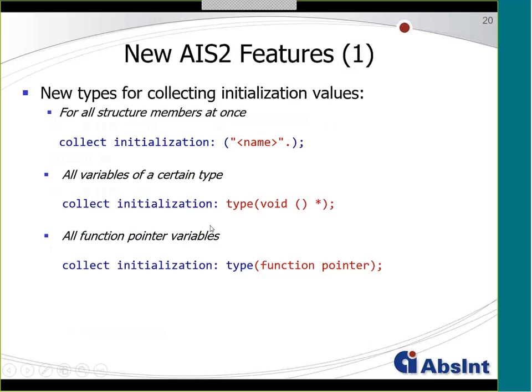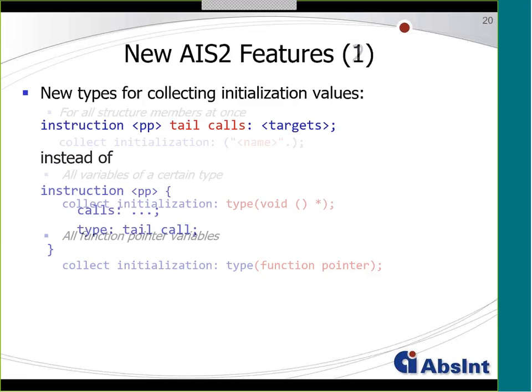Then the next thing is you could collect initializations for all variables of a certain type. You just provide a type pattern, and you put this type functor around it, and then the value analysis will collect initializations for all variables of that specified type. And as a shortcut, we have this special type, which you call function pointer type. If you say, let me collect initializations for all function pointer variables, you can simply do that by type function pointer, and then all your function pointer variables' initializations will be collected automatically.